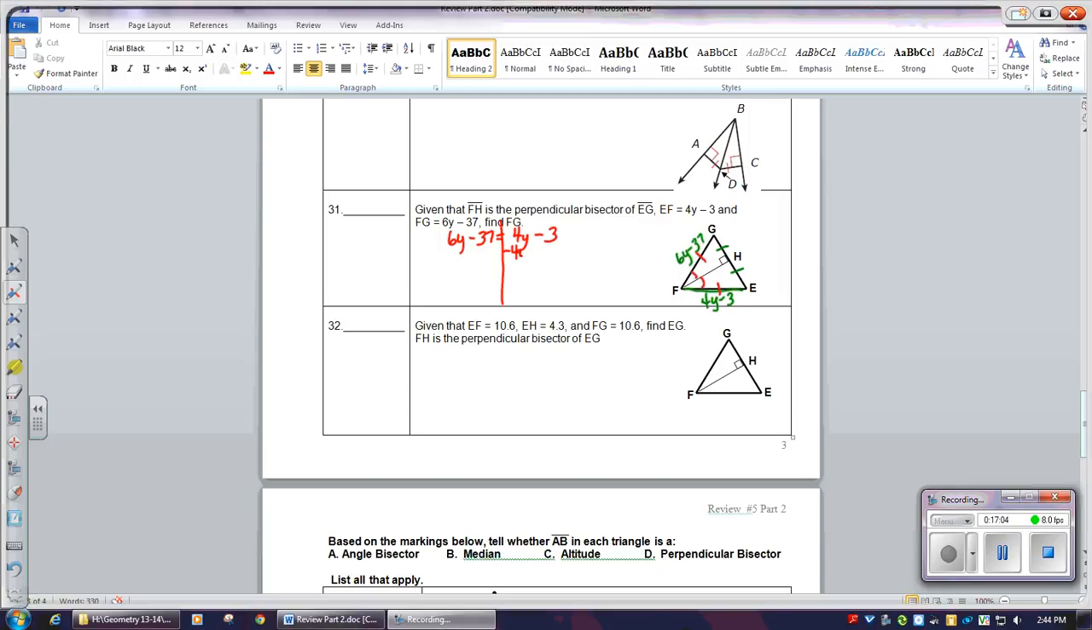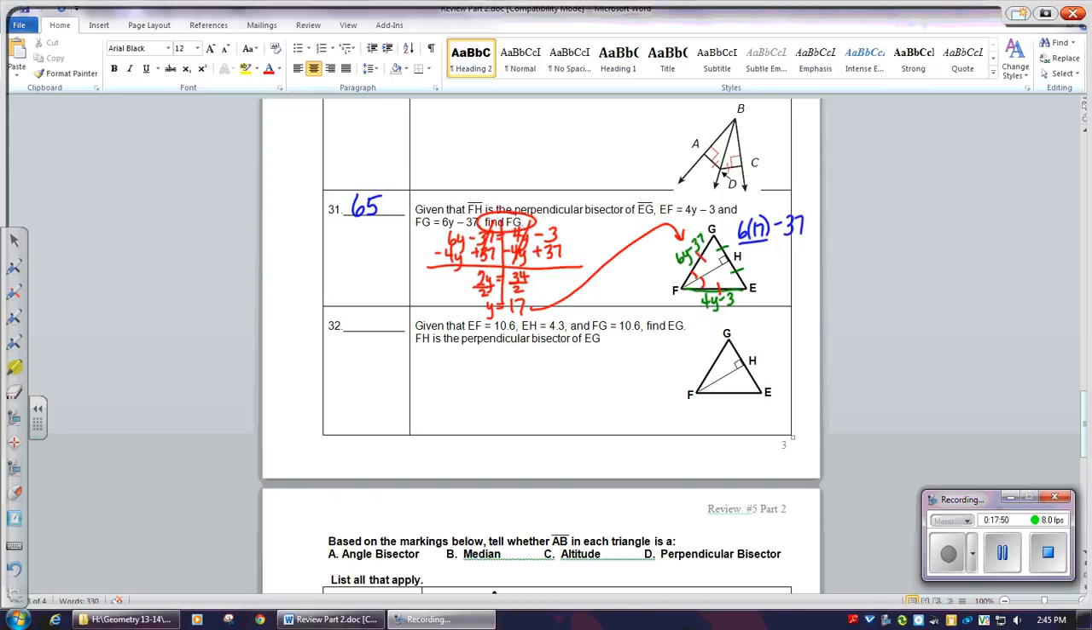Move your letters to the left by subtracting 4y. Move your numbers to the right by adding 37. 2y equals 34. You get rid of times 2 by dividing by 2, and y is 17. Now it wants me to find FG. So I got to take that y and plug it into FG. So 6 times 17, you always multiply first, then we will subtract. So 6 times 17 is 102. 102 minus 37 is 65. So the length of FG is 65, and that would be units.